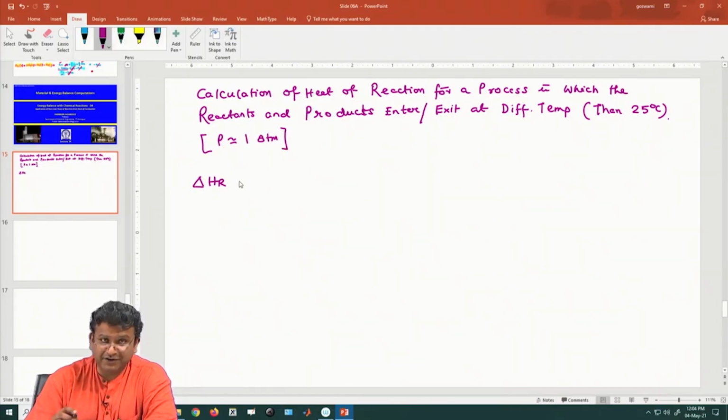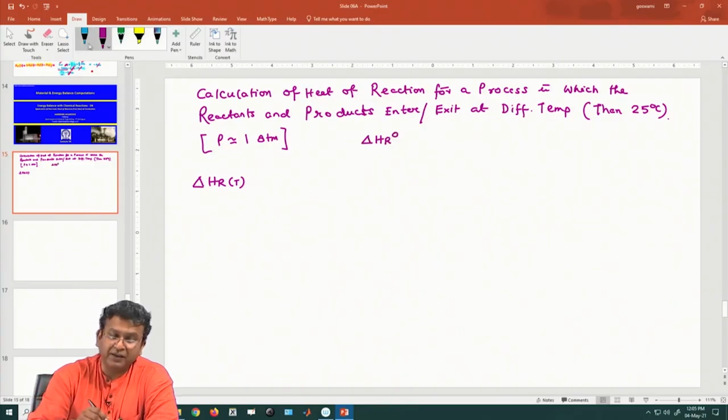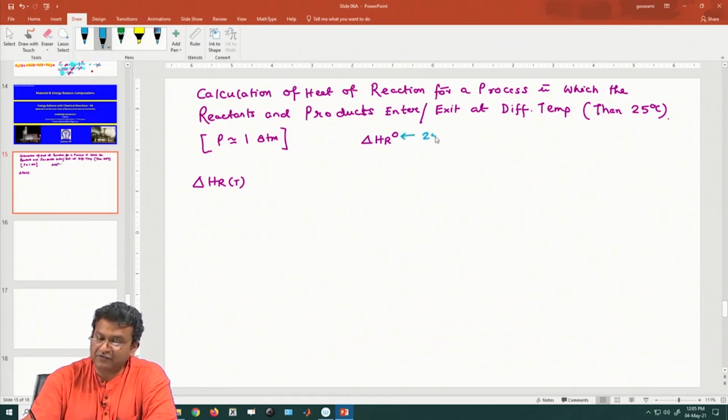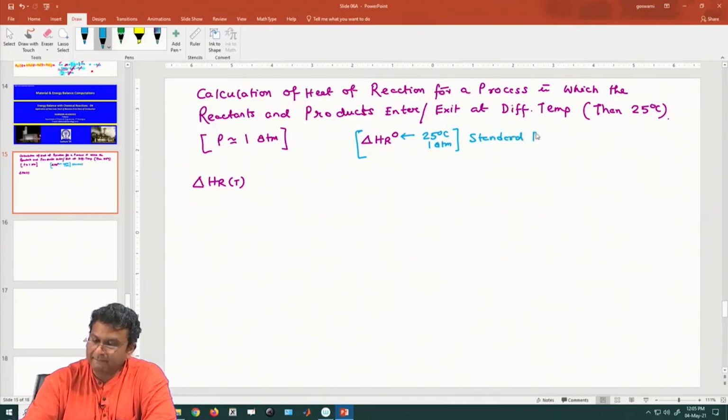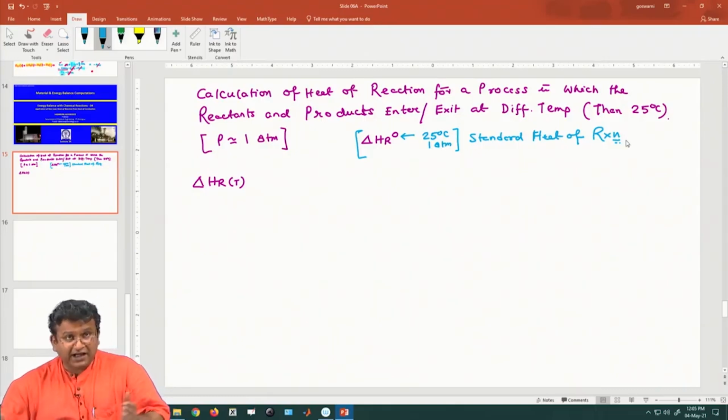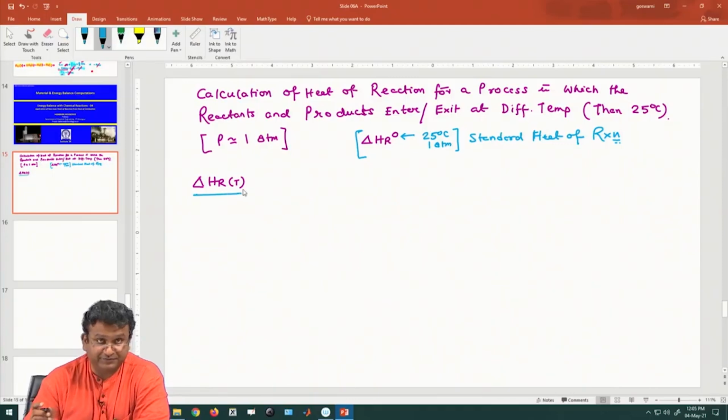So, what is the fundamental difference? Heat of reaction at any particular temperature, this temperature you need to specify, and the symbol is no longer this 0. This 0 actually implies that your reaction is taking place at 25 degree centigrade and 1 atmosphere. So, this is the standard heat of reaction. However, as I mentioned in the previous class, it is possible to calculate heat of reaction at any temperature.